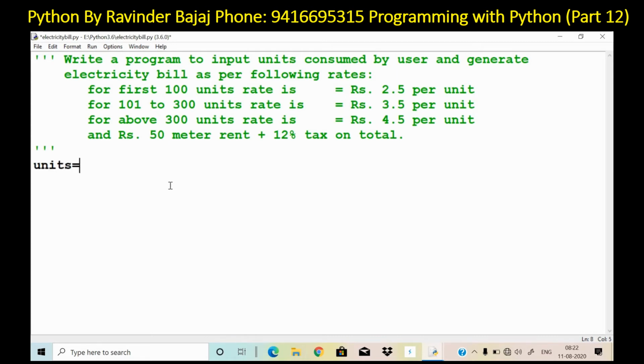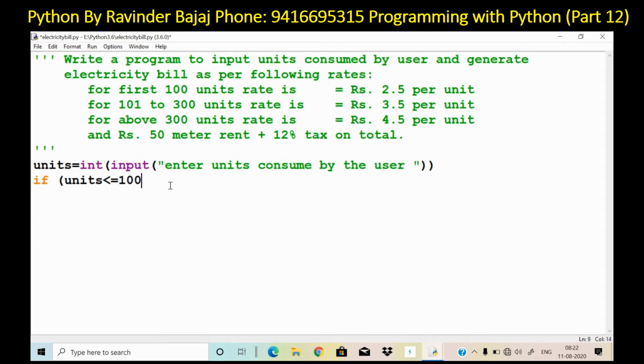First of all, you will input the units given by the user. So units is equal to, enter the units consumed by the user. If units are less than or equal to 100, means bill is equal to 100 into 2.5. No, it should be something else. It should be units into 2.5. Okay, I'll change it.